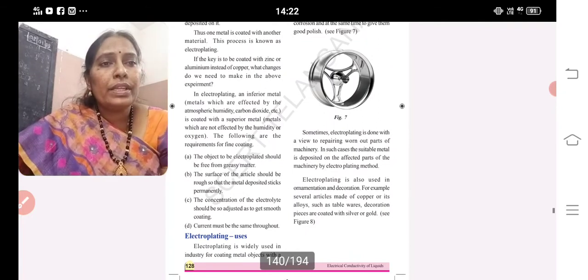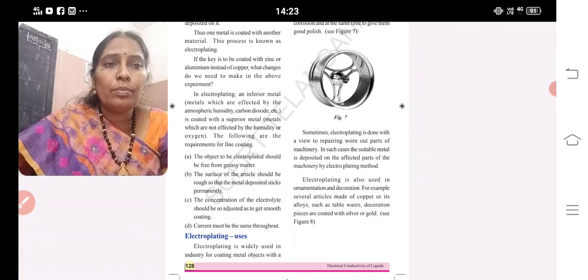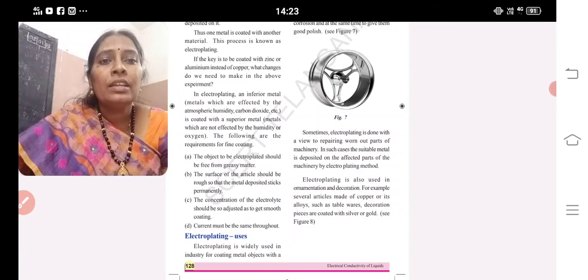Sometimes electroplating is done with a view to repairing worn out parts of machinery. In such cases, a suitable metal is deposited on the affected parts of the machinery by the electroplating method. Electroplating is also used in ornamentation and decoration. For example, several articles made of copper or its alloys, such as tablewares and decoration pieces, are coated with silver or gold. These are some of the uses of electroplating.